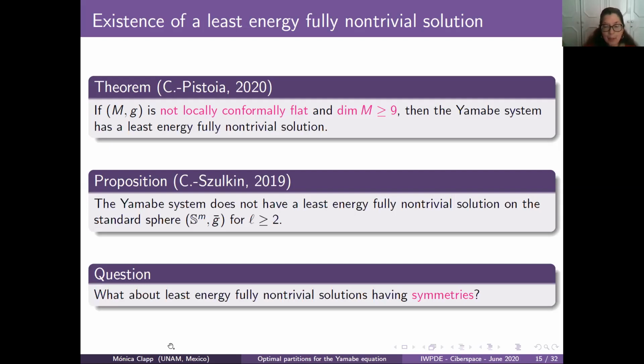Okay. So now we are going to look at the problem with symmetries. Let us put some symmetries into the game. Okay.